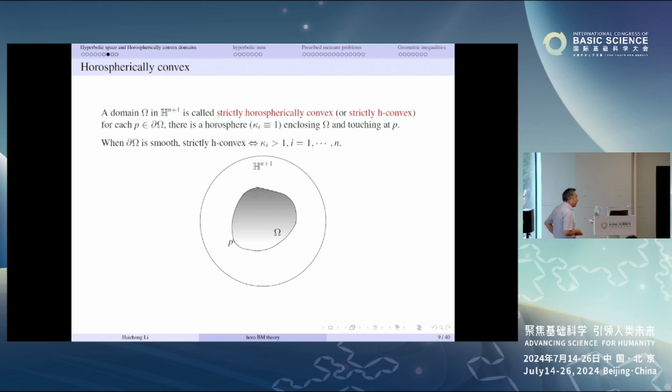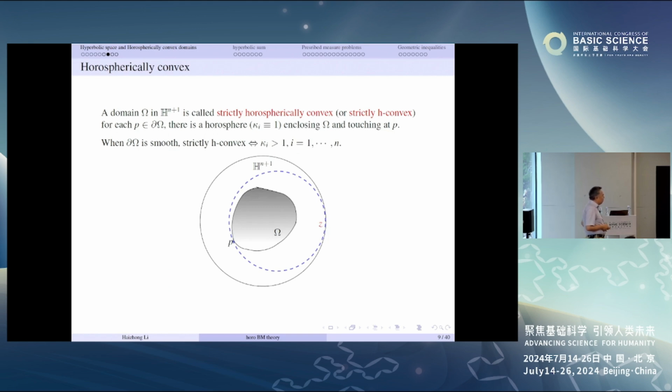There is some geometry. Given a point P on the boundary of omega, what does it mean that the principal curvature is bigger than 1 at P? There is some geometry. Through P, we can draw one horosphere. This horosphere passes through one point z, and z is on the boundary of the ball. Then omega is inside of the horosphere. If we think of the horosphere as a hyperplane in Euclidean space, through P we have the horosphere, and the horosphere includes omega. That means this point P is h-convex in geometry.